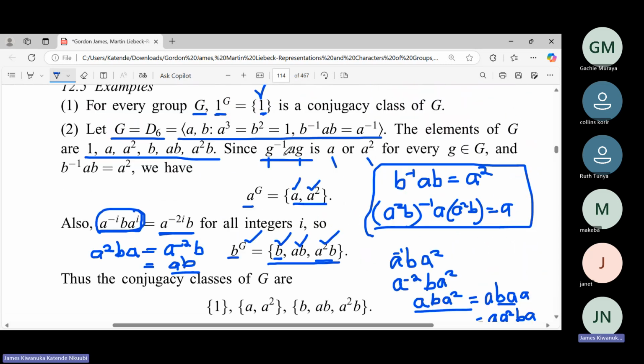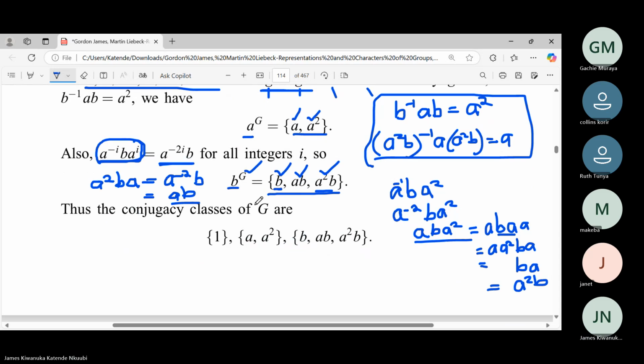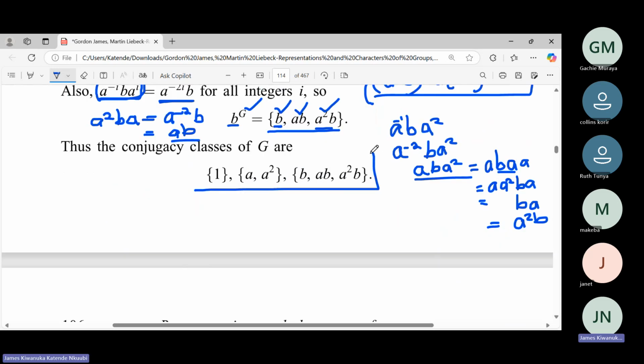So we have established the 3 conjugacy classes for D6, and we list them down here. These are the conjugacy classes of D6. And you can see that the union of all these will give you the whole of G. So you can write the whole of G as the conjugacy class of 1 union the conjugacy class of A union the conjugacy class of B.